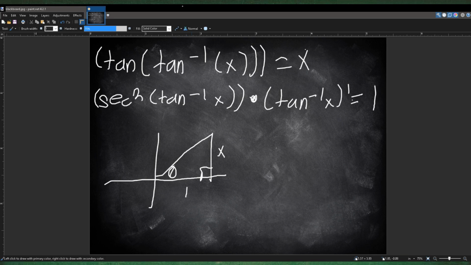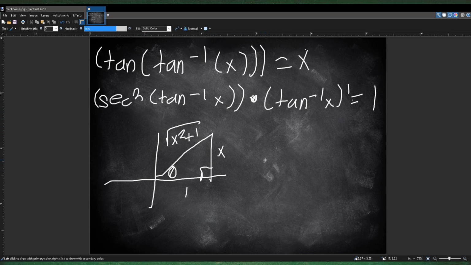Now we can use the Pythagorean Theorem to get the hypotenuse, which is the square root of x squared plus 1, because x squared plus 1 squared is just x squared plus 1. And the inverse tangent of x gives theta, as we did before for sine and cosine. So secant squared of theta: secant is the hypotenuse over the adjacent, because cosine is the adjacent over the hypotenuse, so secant is the reciprocal of that.